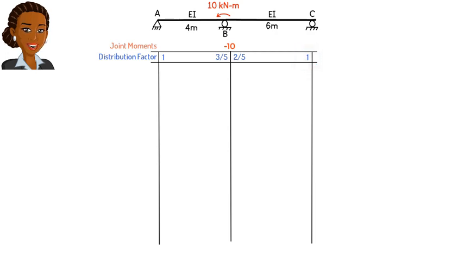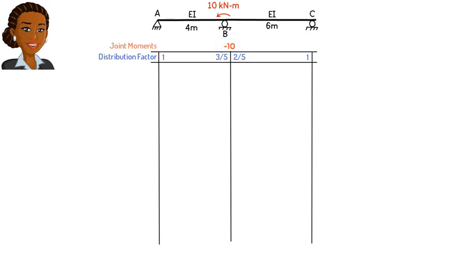At joint B, we write 3 over 5 in the left column and 2 over 5 in the right column. These are the distribution factors we computed a minute ago. The applied bending moment at B is placed at the top of the table like this. In determining the sign of the moment, we adopt our slope deflection sign convention. This means a counterclockwise moment applied directly to a joint is considered a negative moment. Hence, we have negative 10 kilonewton meters here.